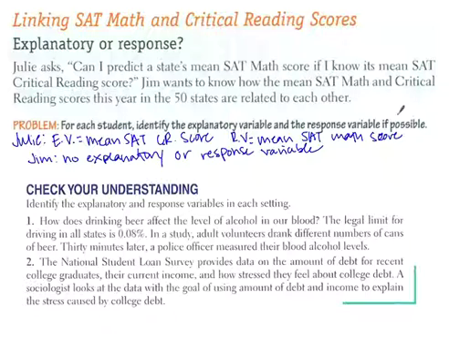For the check your understanding, it says for number 1, how does drinking beer affect the level of alcohol in our blood? The legal limit for driving in all states is 0.08%. In a study, adult volunteers drank different numbers of cans of beer. 30 minutes later, a police officer measured their blood alcohol levels. So we want to identify the explanatory and the response variables in this particular situation.